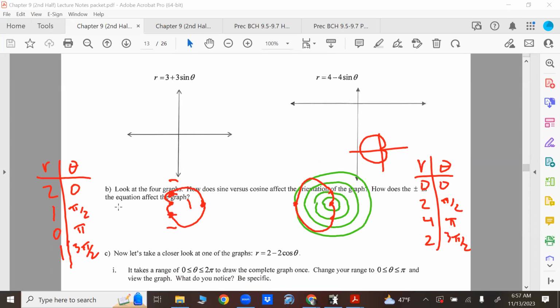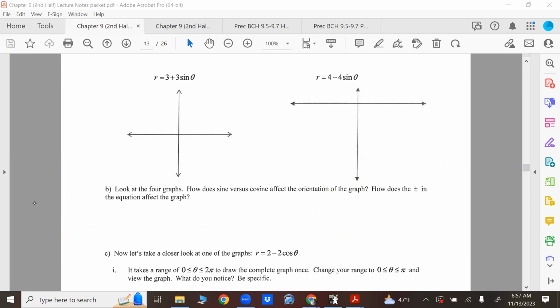And then finally, for the other two graphs, I'll try to do this a little more quickly. You have -3 and 3, and it's going to hit 6, by the way, because if I plug in pi over 2, you get 3 plus 3, which is 6. It's going to hit the pole as well, especially when theta is 3 pi over 2. And of course, if I plug in 0 or pi, I get 3 for r. So the graph will look like this.